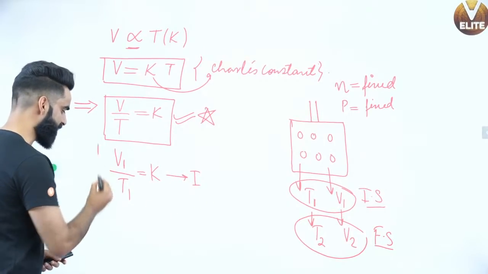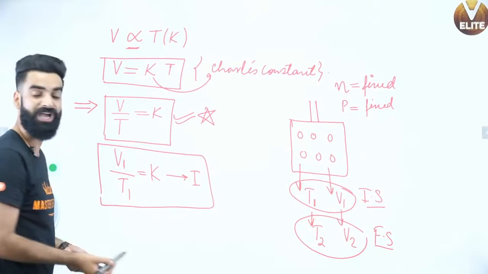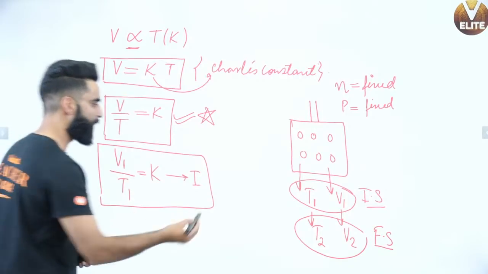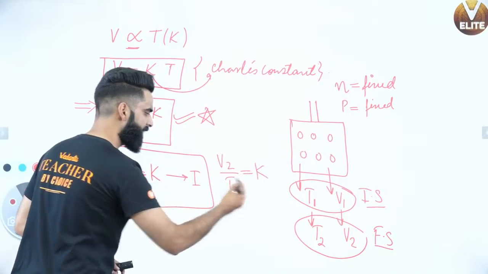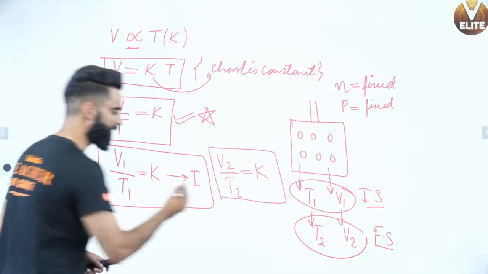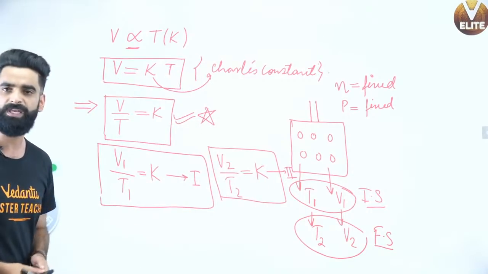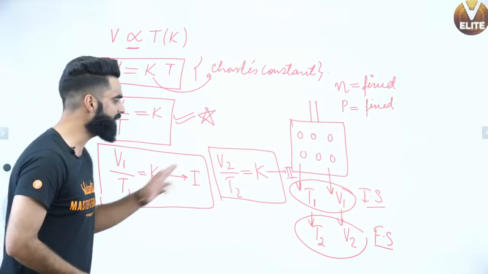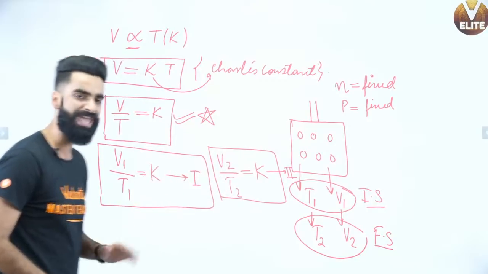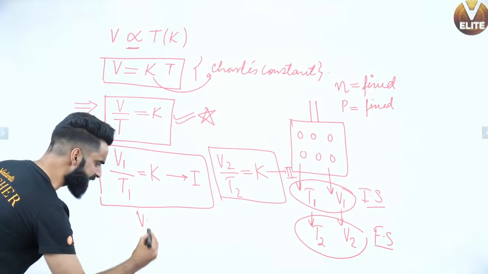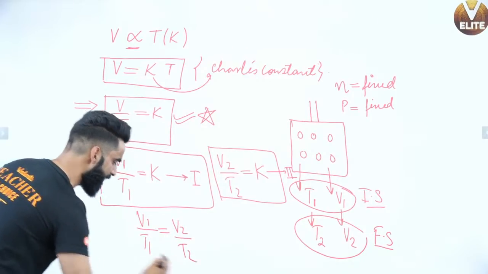This is the Charles equation for the initial state. Similarly, I can write the Charles equation for the final state as well, and for the final state it is V2 divided by T2 is equal to K. I'm calling this equation number 2. Very, very simple. Now from equation number 1 and equation number 2, V1 by T1 is equal to K, V2 by T2 is equal to K. Can I simply say V1 divided by T1 is equal to V2 divided by T2?